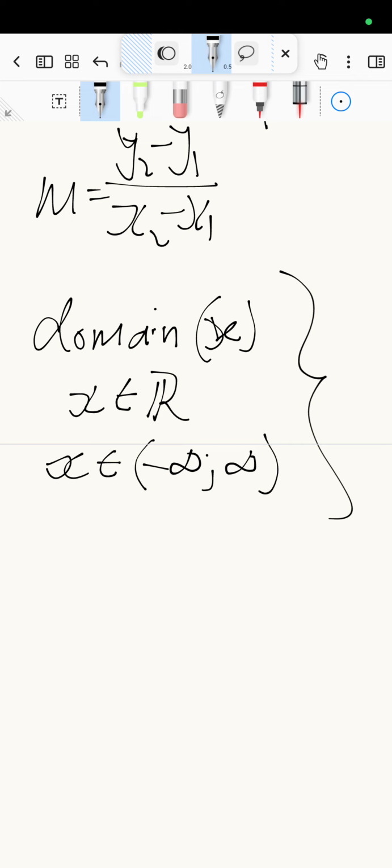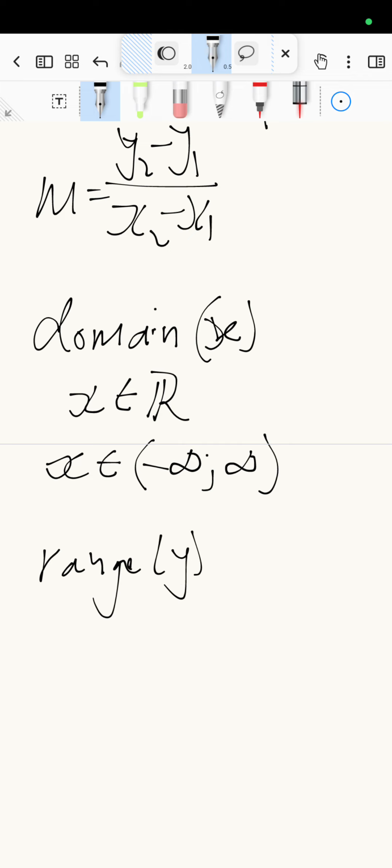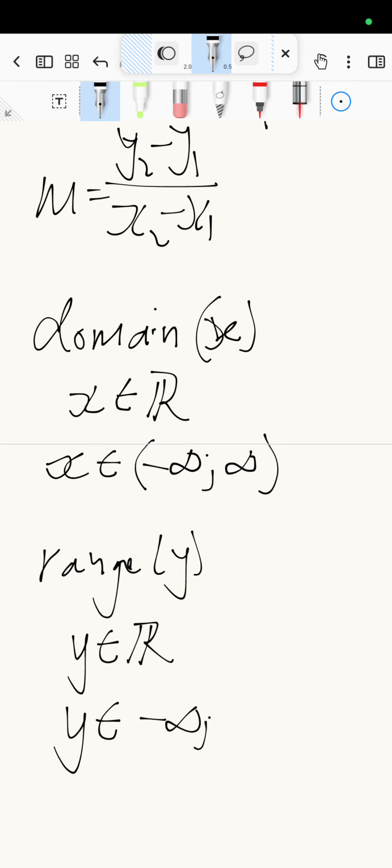That will be true. Then the range for all your straight line graphs is going to be the same thing. For range, we talk about y values, and again y is going to be an element of real numbers, or you could say y is an element from negative infinity to positive infinity. I'm going to show on the graph again what that means.